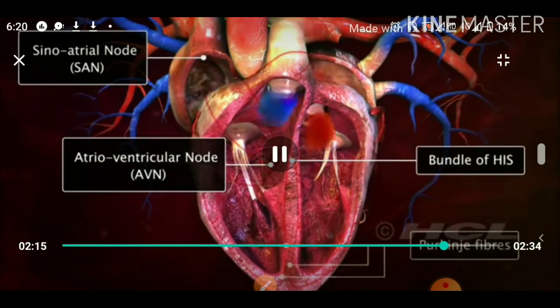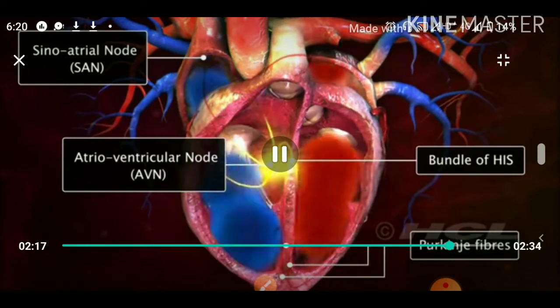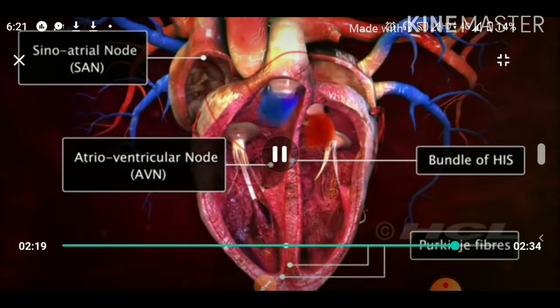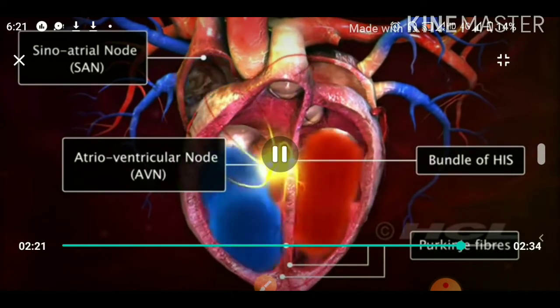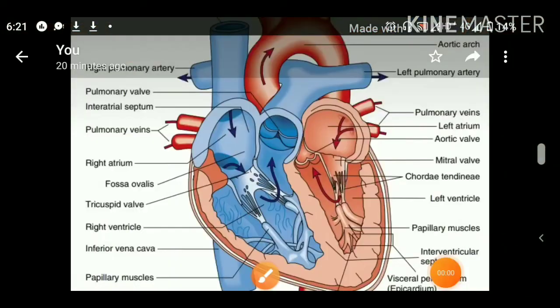These are bundle of hairs which carry impulses to Purkinje fiber. Purkinje fiber help in contraction and relaxation of ventricle.